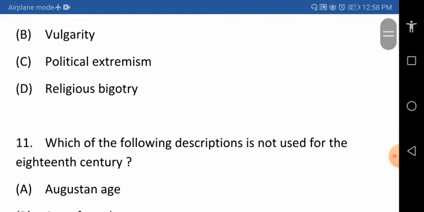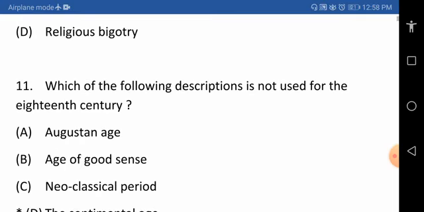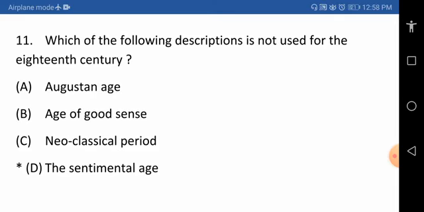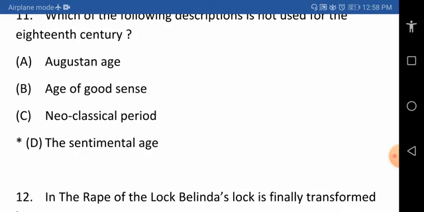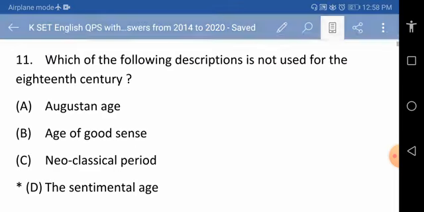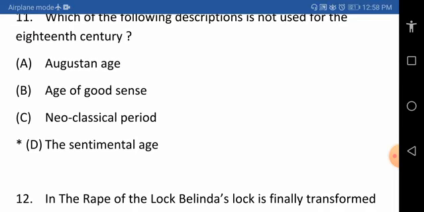Question number 11. Which of the following descriptions is not used for the 18th century? The descriptions are Augustan Age, Age of Good Sense, Neoclassical Period, and the Sentimental Age. Here they asked which of these four descriptions is not used for the 18th century. The answer is the Sentimental Age is not used for the 18th century, but the Augustan Age, the Age of Good Sense, and the Neoclassical Period are used for the 18th century.